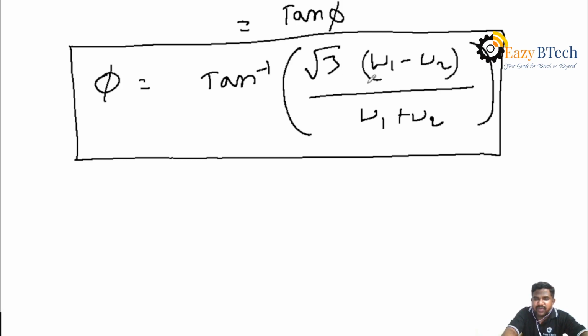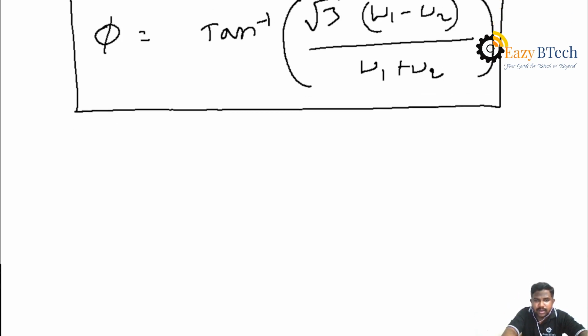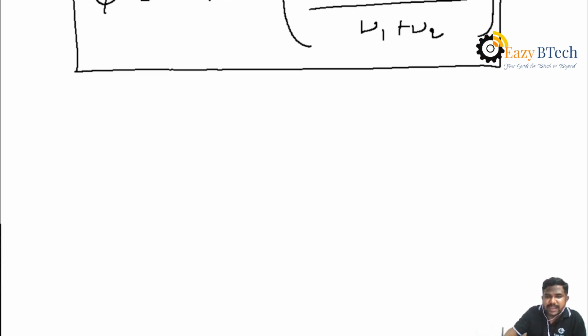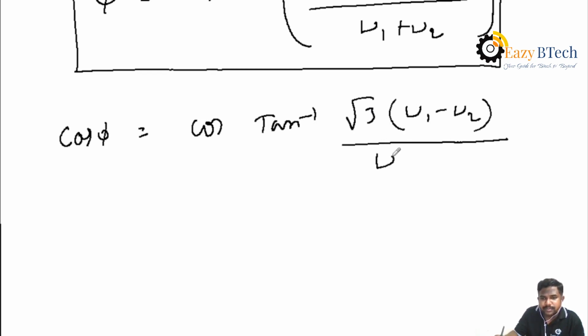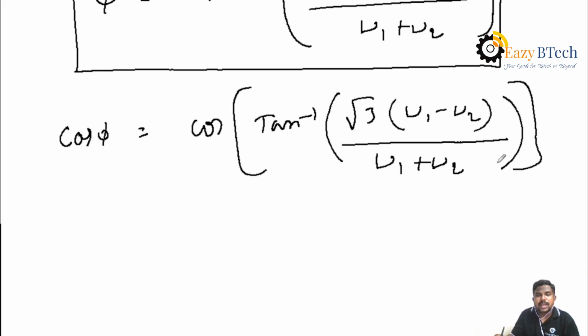Okay, after finding the value of phi, we have to find the value of cos phi. Then cos phi equals, applying cos to the equation, cos of tan inverse of (W1 minus W2) by (W1 plus W2). So this is the equation for a lagging power factor.